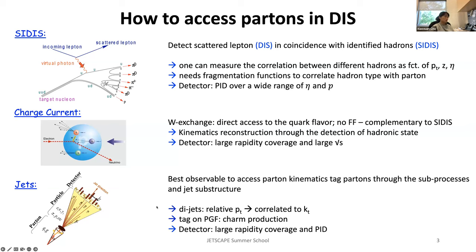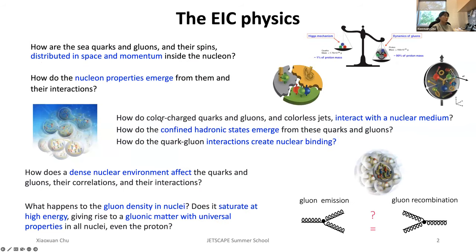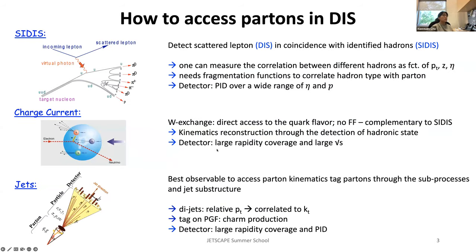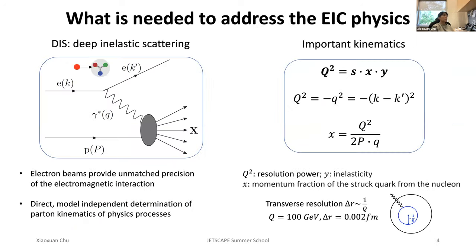for these observables. In this talk, I cannot cover all the related measurements to address all the EIC physics questions and the different channels and observables. So in this talk, I will emphasize the detailed measurements I was involved in at the RHIC QCD program and also the EIC simulations. So before I move to the detailed measurements, what is needed to address the EIC physics?